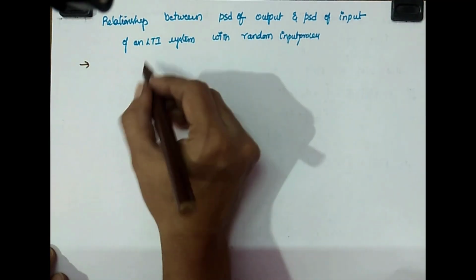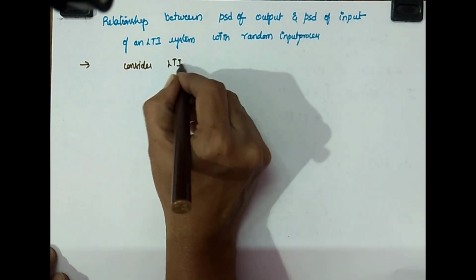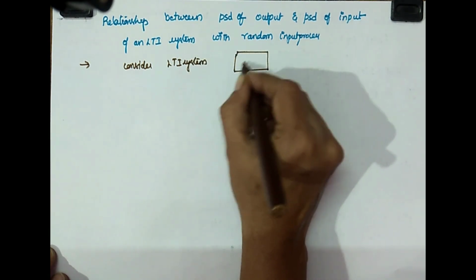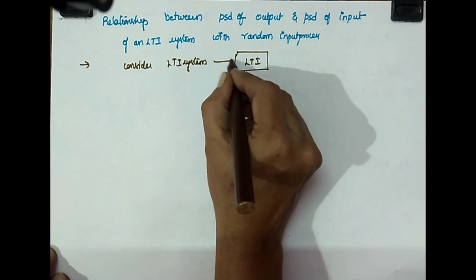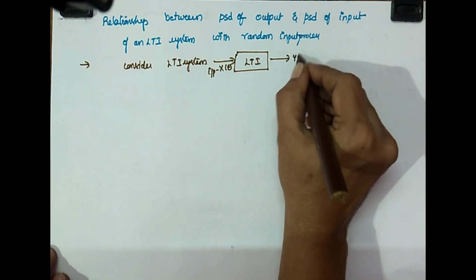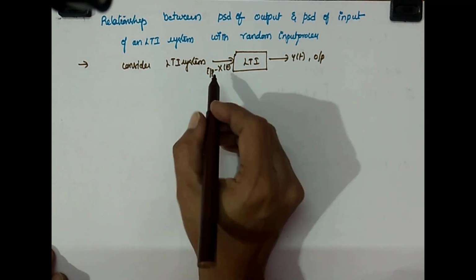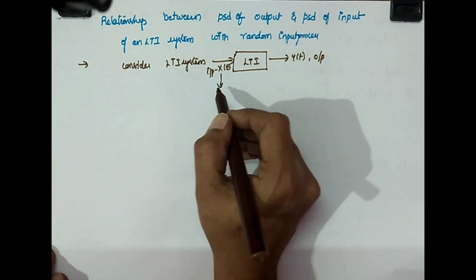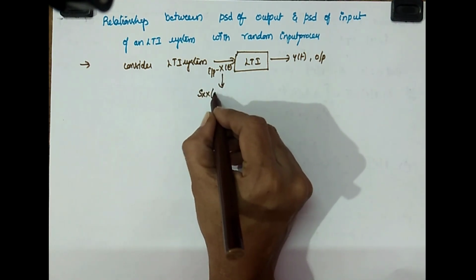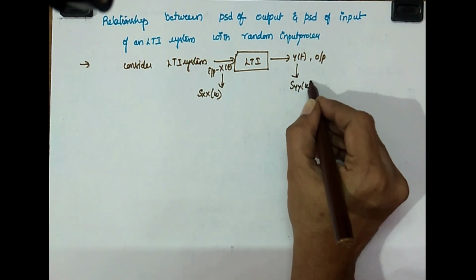Okay. So now consider an LTI system. Consider x of t as the input random process and y of t as the output random process. Then assume the input random process x of t to have the PSD as Sxx of omega and the output PSD as Syy of omega.